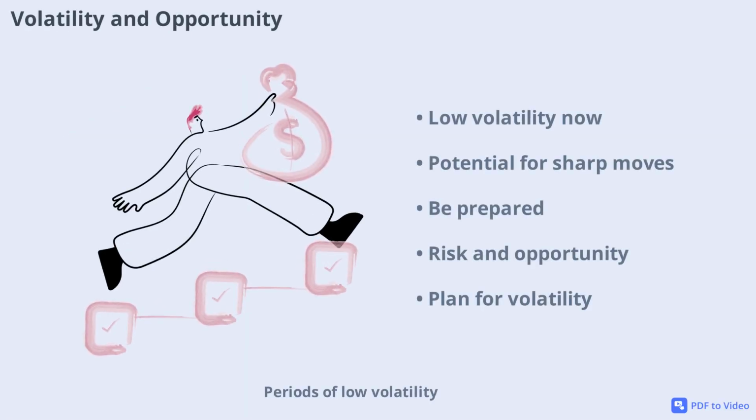Periods of low volatility, as indicated by narrow Bollinger Bands and low ADX, can precede sharp moves. While the current environment is calm, traders should be prepared for volatility to return. This can create both risk and opportunity, so having a plan in place for sudden moves is essential.